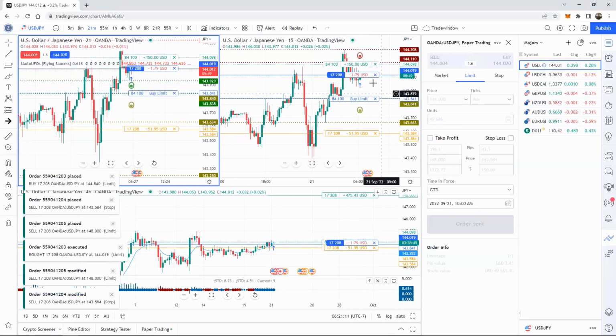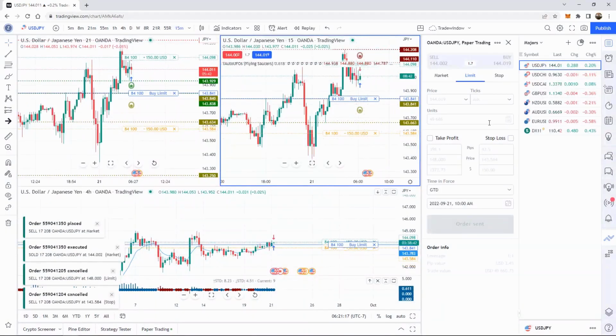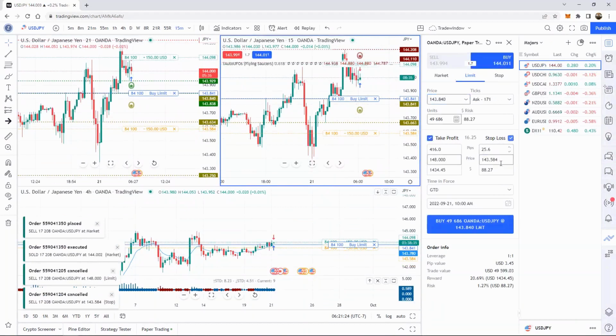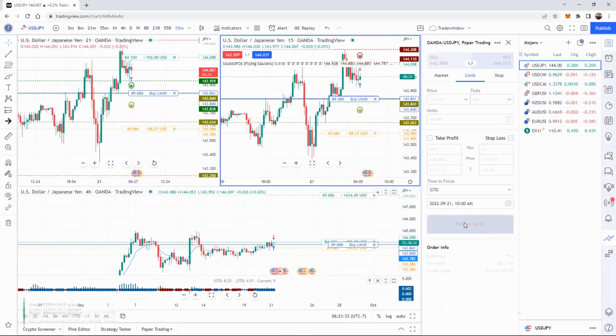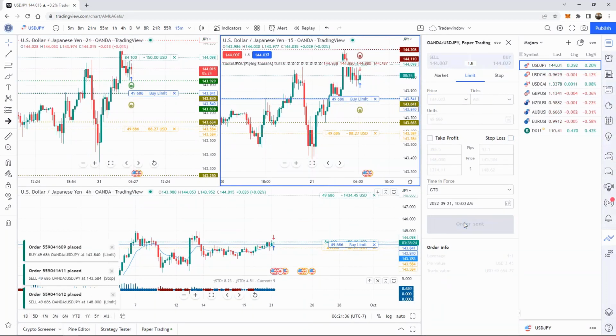Oh, boy. Sorry about that. I'm not sure why it executed. So 143, 840. Stop loss stays the same, 143, 584. Okay, and this one, like I said, we're just going to have as a placeholder, and we're going to go ahead and buy it. Okay.